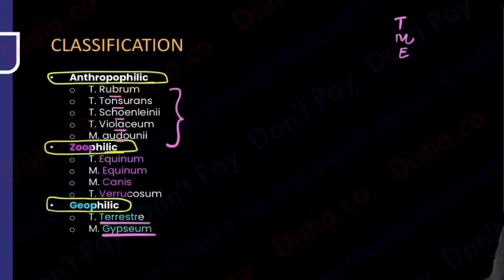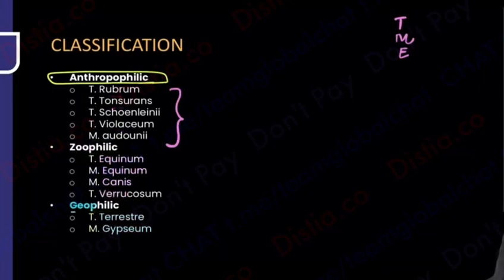Repeating once again, let's do a quick mnemonic. When we are talking about geography, we are talking about terrestrial and gypsum. When we are talking about the animals, then the horse, that is equinum, the dog, that is canis, and sheru dog, that is verrucosum. And after that, whatever will be left will come under the anthropophilic.